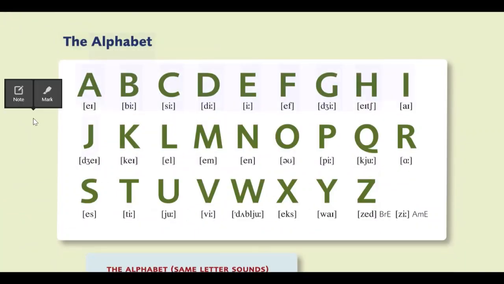The alphabet. A, B, C, D, E, F, G, H, I, J, K, L, M, N, O, P, Q, R, S, T, U, V, W, X, Y, Z British English. Z American English.